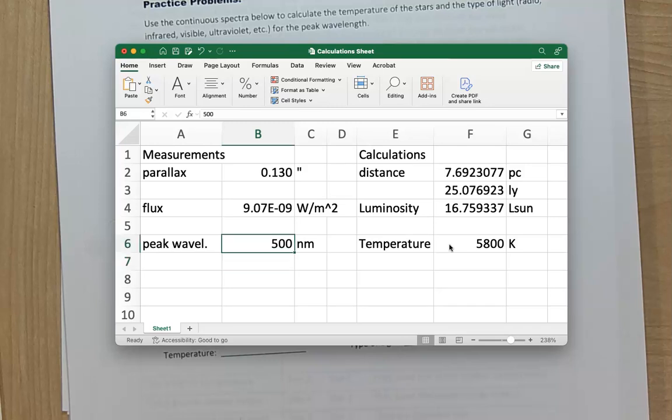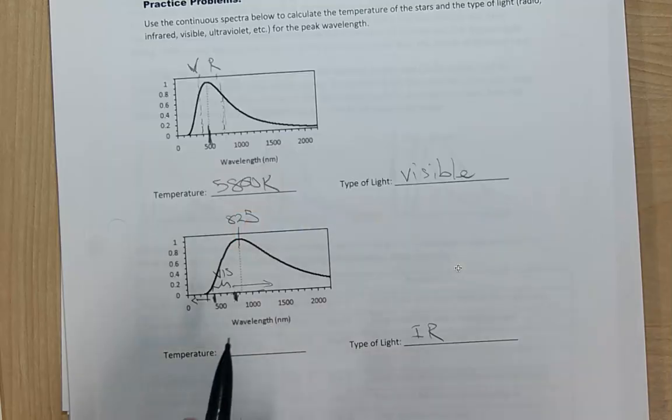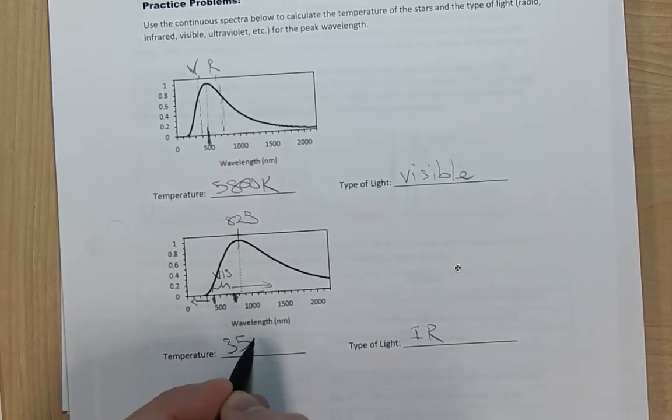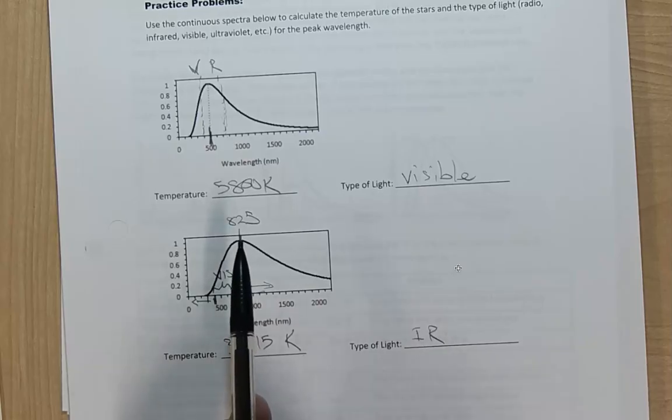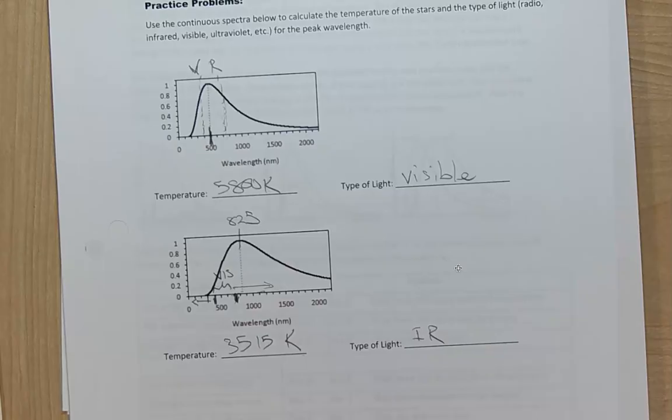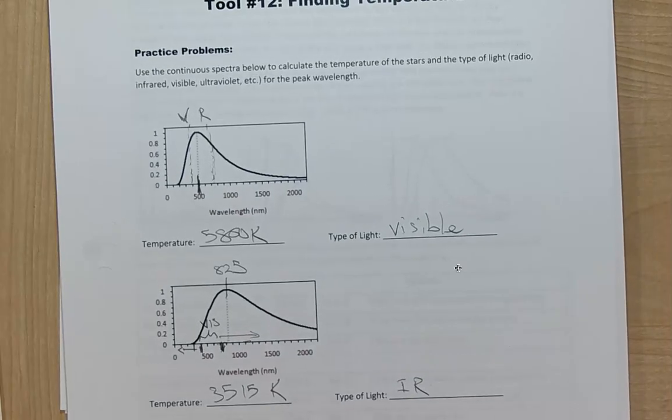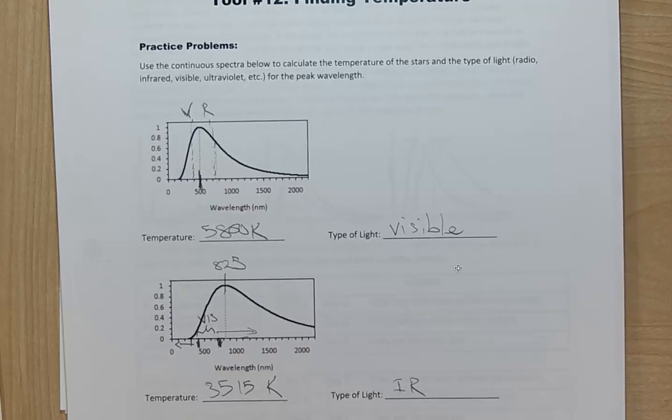All right. So that star has a peak wavelength of 825 nanometers, 3,515 Kelvin. Always write down your units, right? So we expected that this star should be cooler than the first star, and that's what the math says. Great. When the math matches our expectations, we've got a pretty good idea that we're getting the right answers.